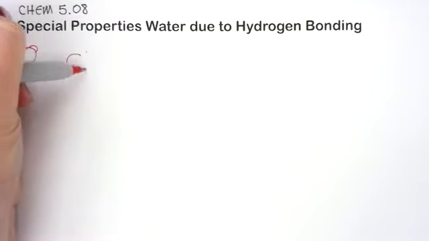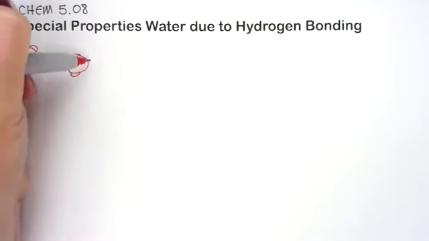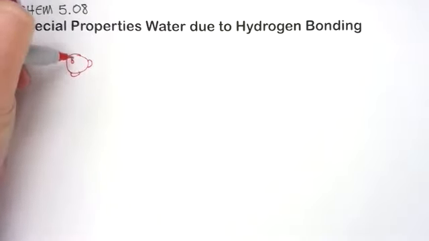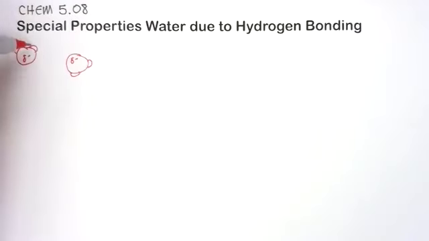So we left off in the last video and we talked about the fact that water molecules look like little Mickey Mouse heads. And the oxygen has a partial negative because it's more electronegative, and the hydrogens have a partial positive. So let's do one here.